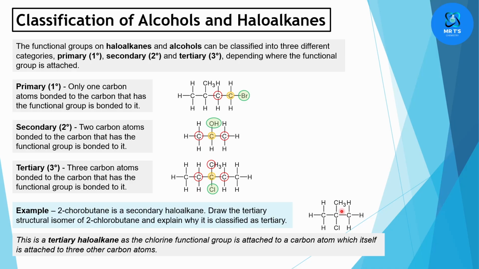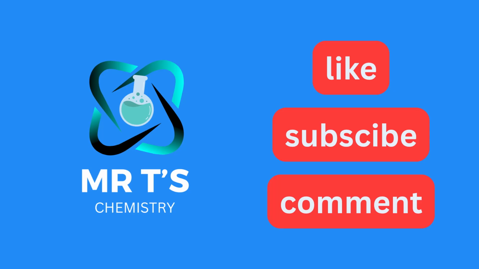Now it is tertiary because the carbon in the center that's bonded to the chlorine has 3 carbons attached to it. And I explain this because it's asked me to explain why it's classified as tertiary. This is a tertiary haloalkane as the chlorine functional group is attached to a carbon which itself is attached to 3 other carbons. And that's the type of question you might have to answer on classifying something as primary, secondary, or tertiary. Draw whether it's primary, secondary, or tertiary, and say why.